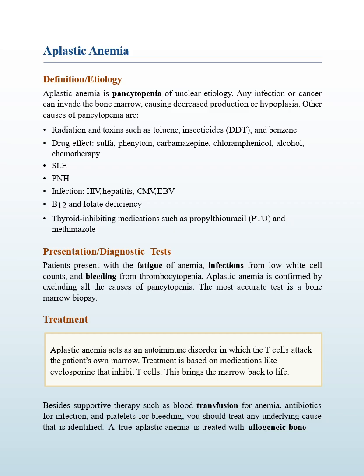The most accurate test is a bone marrow biopsy. The treatment: there is a clinical tip here that aplastic anemia acts as an autoimmune disorder in which the T cells attack the patient's own marrow. Treatment is based on medication such as cyclosporine, which inhibits the T cells. This brings the bone marrow back to life.